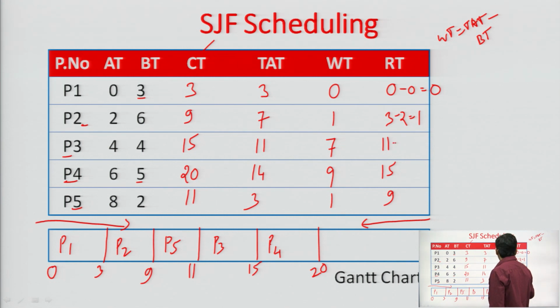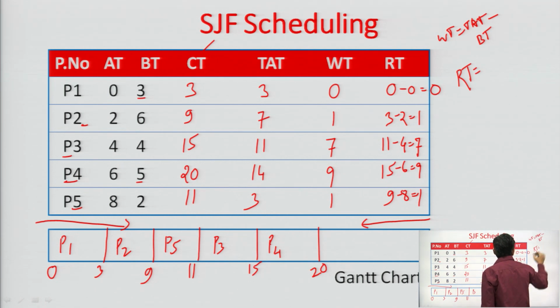Similarly, for the P3 process it will be 11 minus 4, 7. For the P4 process it will be 15 minus 6, that is 9. For the P5 process it will be 9 minus 8, that is 1. It was discussed earlier also that the response time of the shortest job first algorithm is very good with respect to the other algorithms, but the round robin scheduling has even better response time.